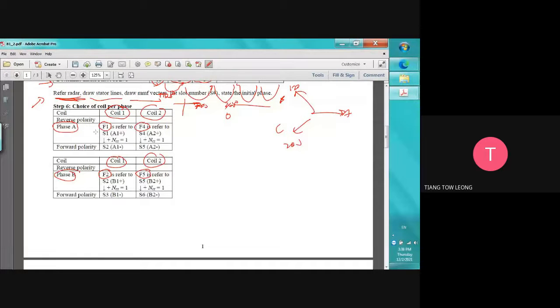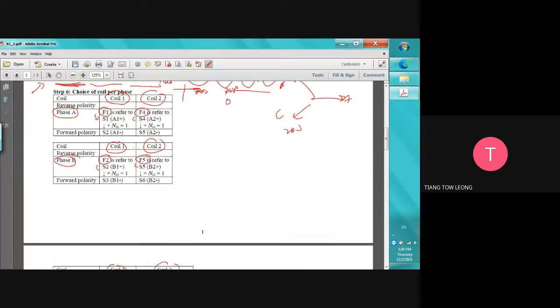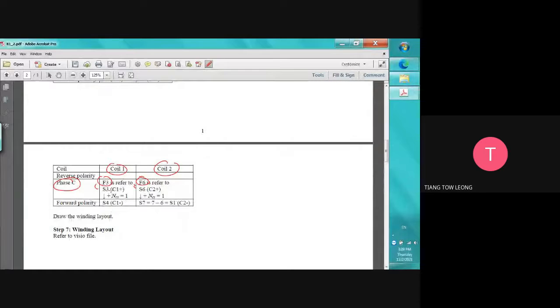Now, when we have F1, F4 as the chosen ones, we just write them down and change them to become S1, S4, S2, S5, S3, S6. That's it. Then we do some basic calculation: 1 plus 1 becomes 2, 4 plus 1 becomes 5, 2 plus 1 becomes 3, 5 plus 1 becomes 6, 3 plus 1 becomes 4, 6 plus 1 becomes 7. But for 7, we need to minus 6.